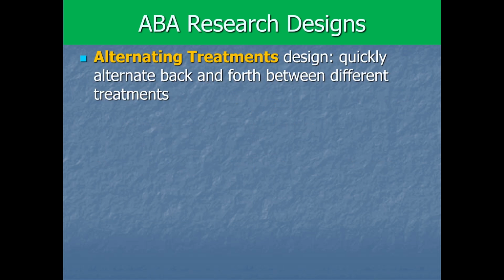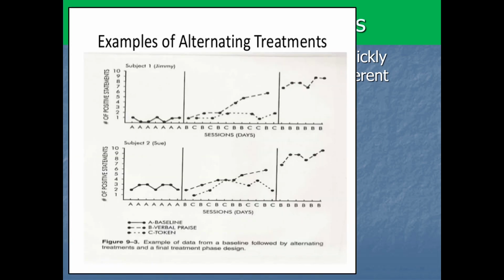Now, one research design that works really well for ABA is called an alternating treatments design. This is especially good if you want to compare two different treatments. So here you might quickly alternate back and forth between different treatments. For example, you would randomize which treatment to do each day or each session. So like in this example here, we've got two participants graphed out. We've got Jimmy on the top, Sue graphed on the bottom. We're measuring how many positive statements they make.